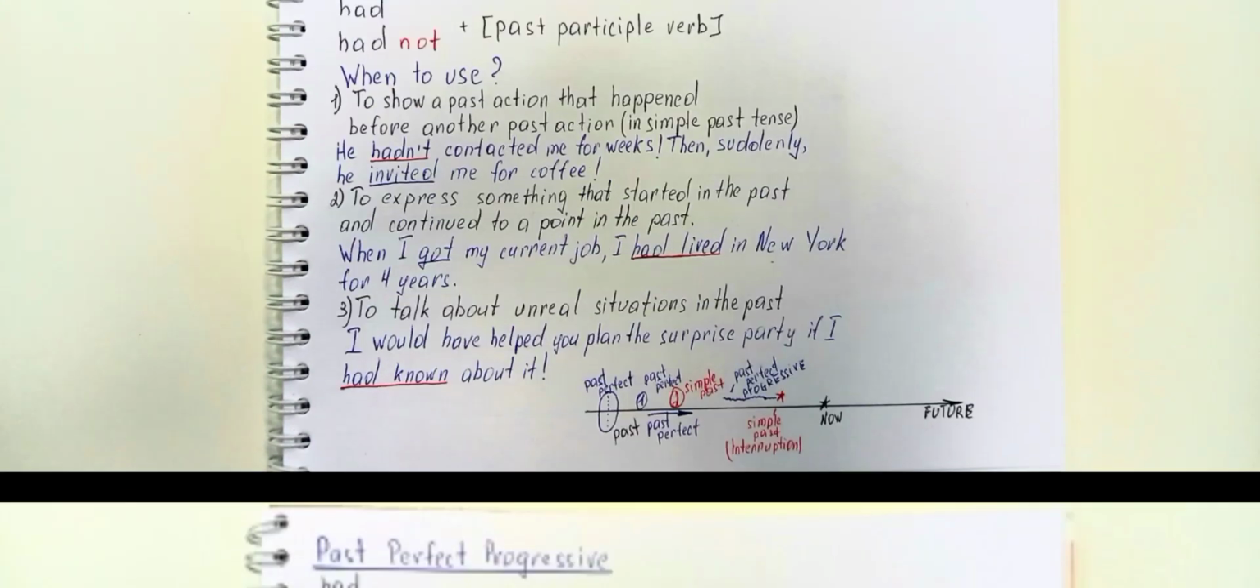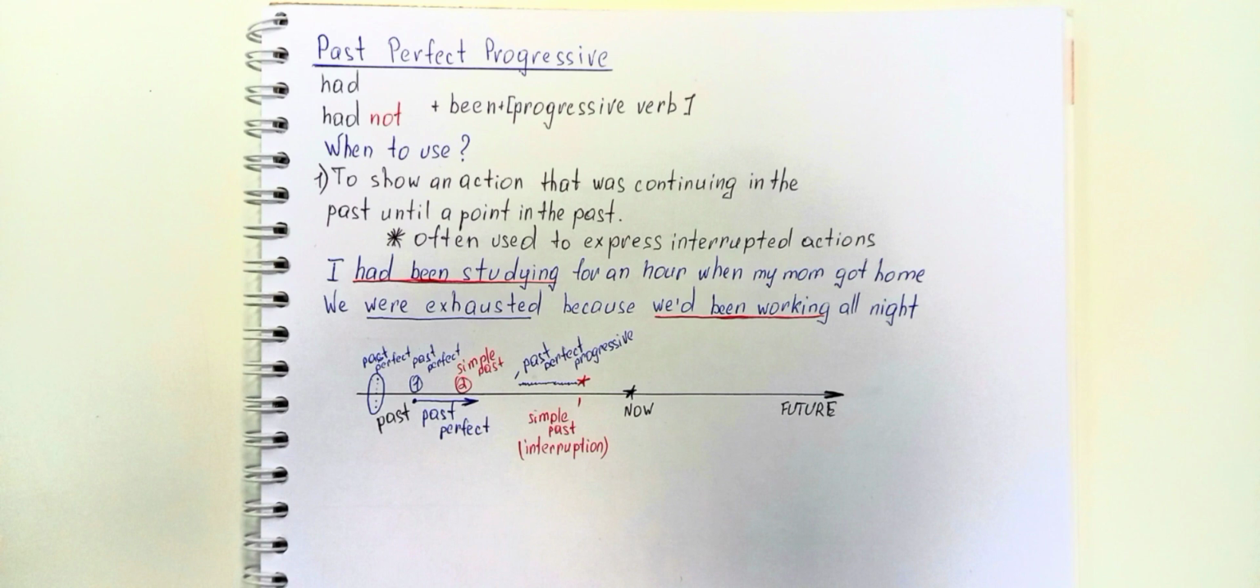So let's compare this then to the progressive or the continuous use of past perfect. When we make the progressive or continuous form, we use had, and had not in the negative. Then we add been plus the progressive form of a verb. So we use this one to show actions that continue in the past until a point in the past.